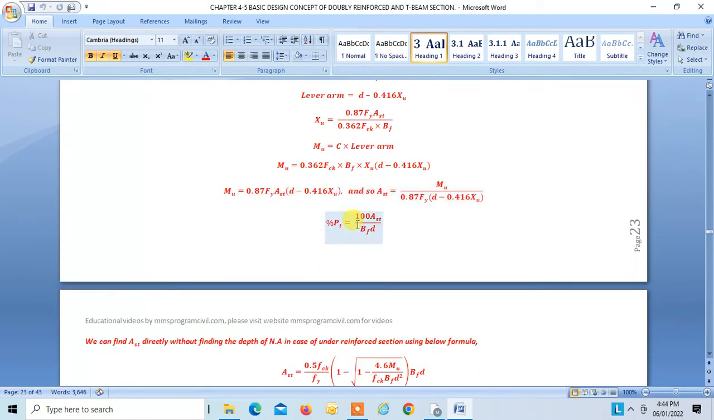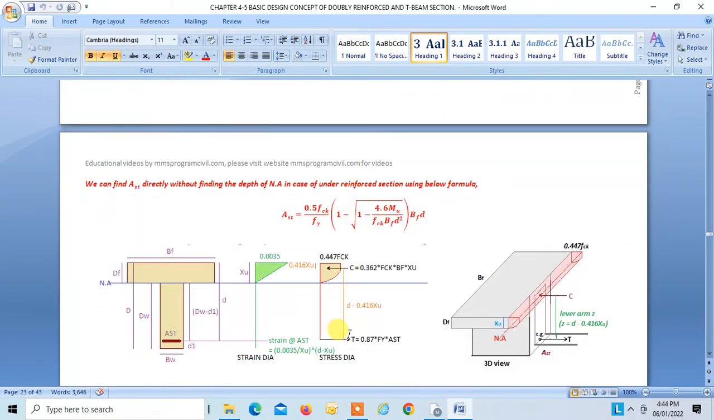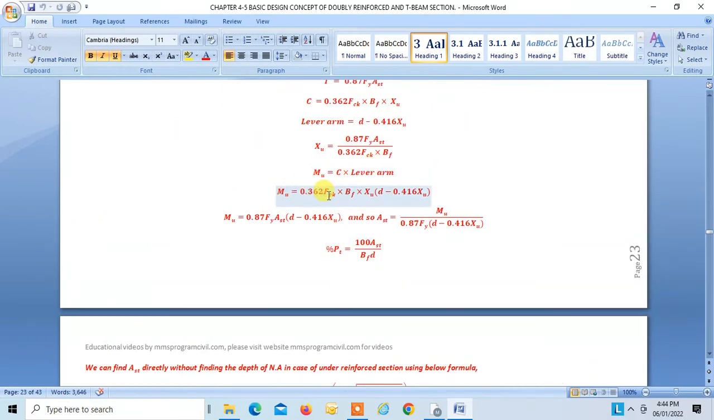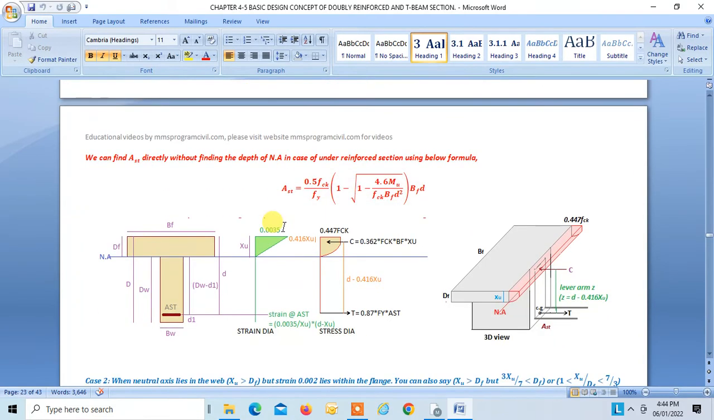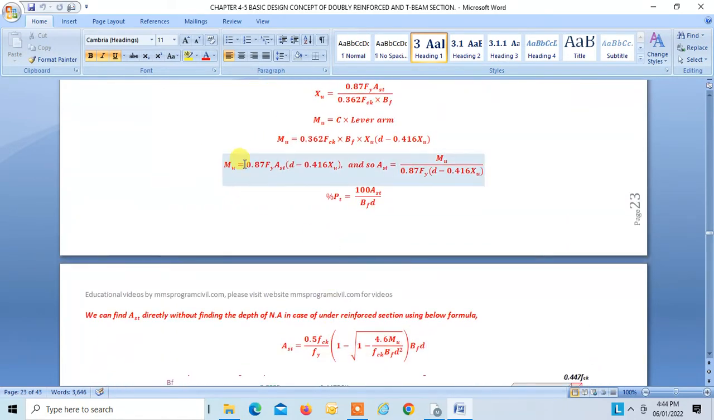Again, moment you can easily find. Moment is equal to C into this lever arm. This is C, this is lever arm, right? So that is moment, C into lever arm. This is how we get the resisting moment of the section, right? You can also find moment as T into lever arm. This is T, this is lever arm. And from this you can find AST. AST is equal to moment divided by stress in steel into lever arm.